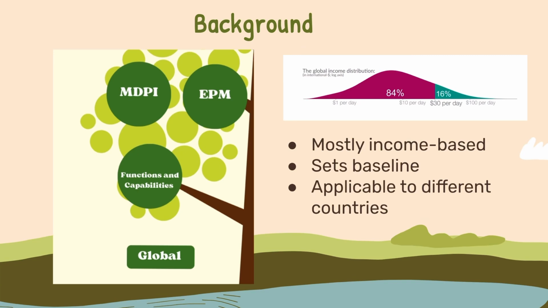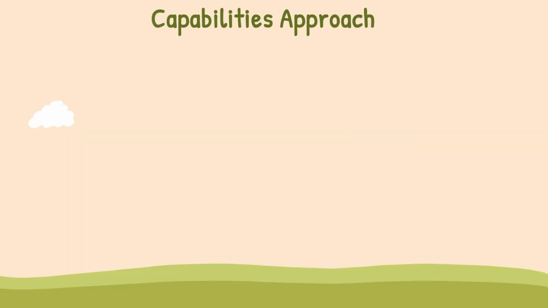Moving on to the capabilities approach, this provides a comprehensive measure that considers not only the resources or income an individual might have, but also whether or not they have the ability, freedoms, or opportunity to act on or utilize those resources. The capabilities approach can be difficult to grasp, so we will use an example here.